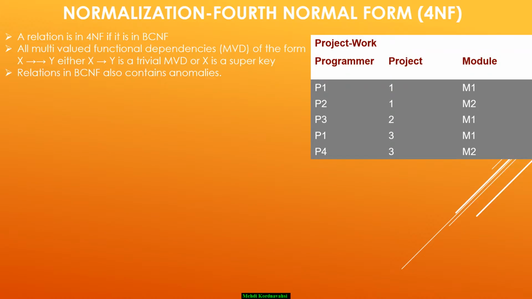Relations in BCNF can also contain anomalies. Consider the relation project works as shown. Here is a project, programmer P1, P2, P3, P1, P4. We have 4 programmers, we have 3 projects, and we have 2 modules.